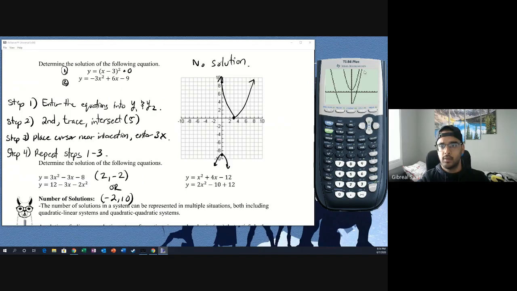There's the second one. So right now, it really doesn't look like they cross at all. So let's try to see what happens a little bit further up here. So let's change our window settings again. We're at 20. Let's go big.